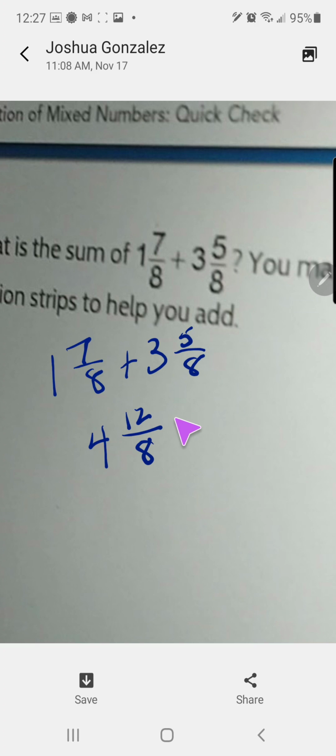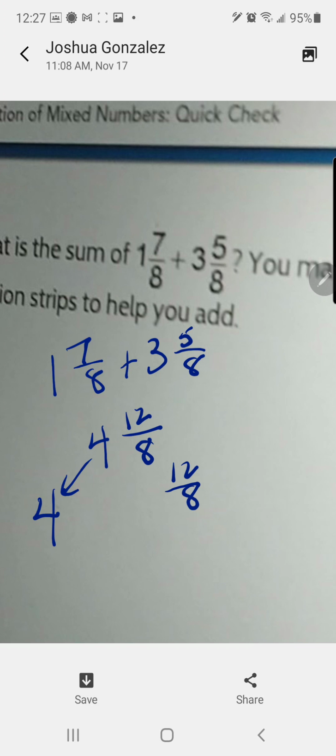You can't leave it like that because this is an improper fraction. Your numerator is bigger than your denominator. In other words, your number at the top is bigger than your number at the bottom, and that's a no-no. We call that an improper fraction. So I'm gonna put my 4 over here and my 12/8 over here. And I gotta fix that because I can't leave it like that.